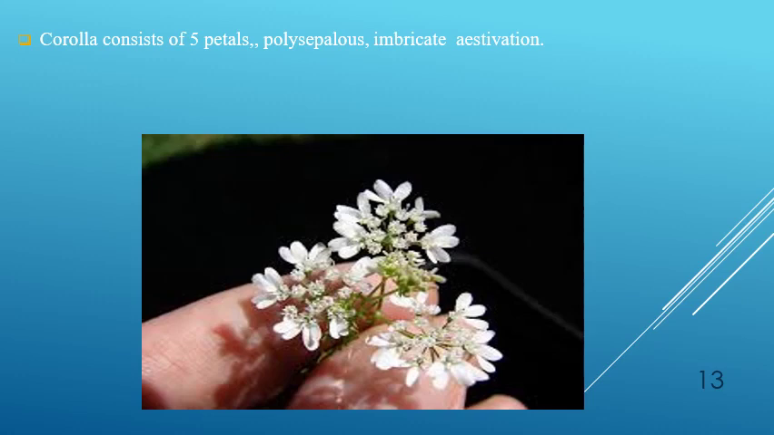The estivation in corolla of Apiaceae family is imbricate. It means the margins of the sepals and petals overlap each other. The petals are 2-lobed, and the peripheral flowers in case of coriandrum have unequal petals.